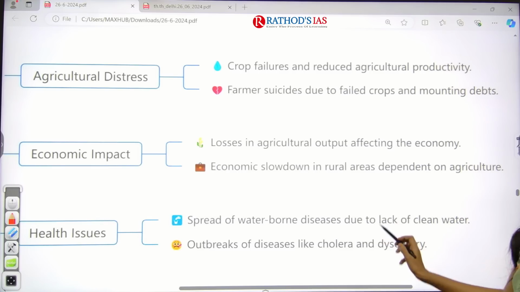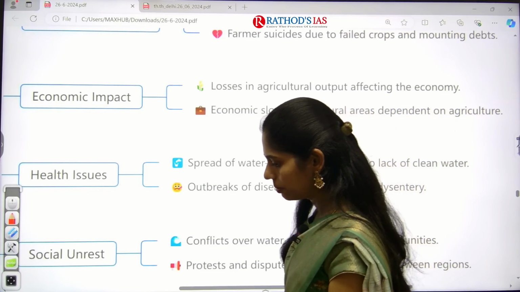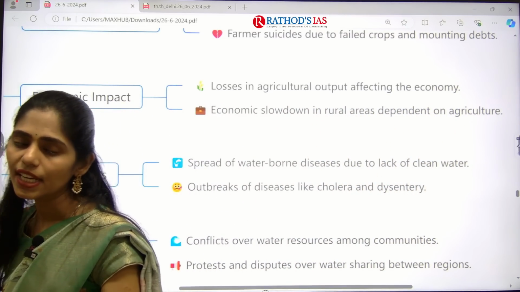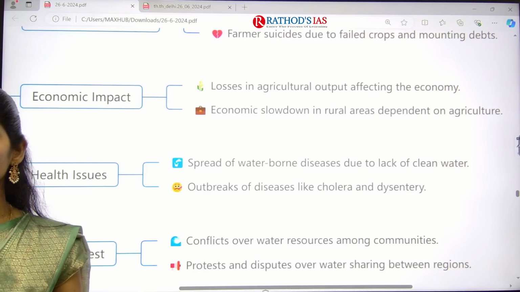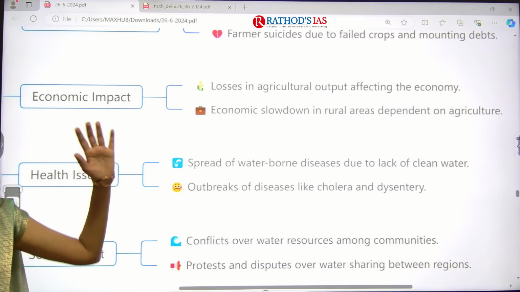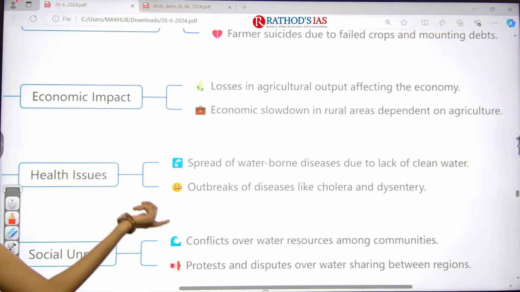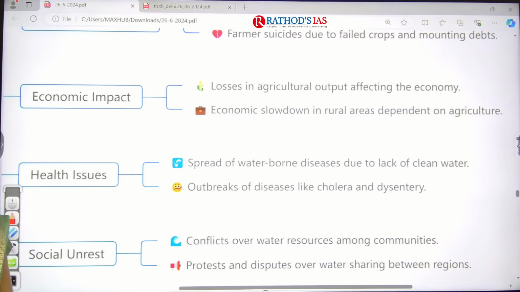So what happens if there is no farm produce? There will be an increase in farmer suicides, right? And the next one is the impact on the economy. As you all know, India's economy is based on the primary sector, that is the agriculture sector. If agriculture output is affected, then it will automatically affect the contribution of agriculture to GDP. So obviously there will be an economic slowdown.